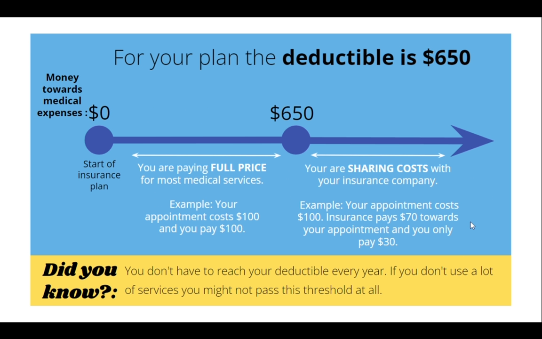For this scenario, the deductible is $650. When you first enroll in an insurance plan, you have $0 towards your deductible. So at this point, you are paying full price for all of your medical services because they are not yet covered by insurance. Once you have paid $650 in medical services, like the ones we mentioned before, you begin to share costs with your insurance company. This shared cost can either be through a co-payment or a co-insurance. We'll go over those next.